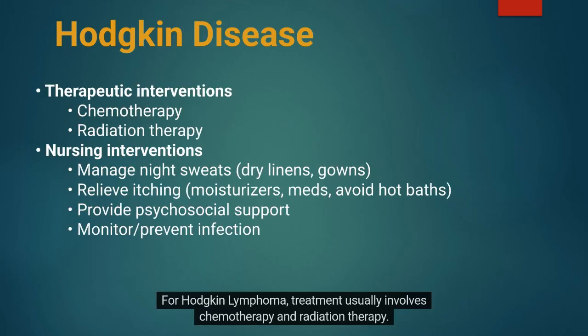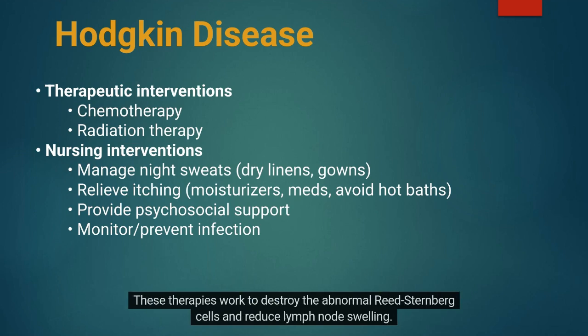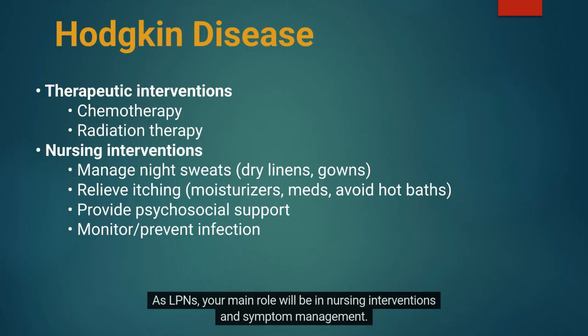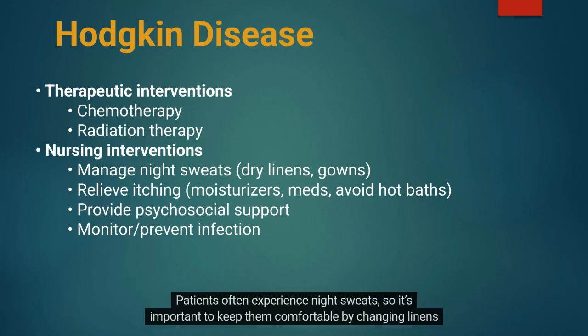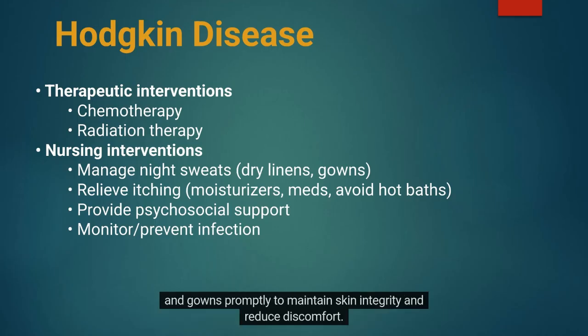For Hodgkin lymphoma, treatment usually involves chemotherapy and radiation therapy. These therapies work to destroy the abnormal Reed-Sternberg cells and reduce lymph node swelling. As LPNs, your main role will be in nursing interventions and symptom management. Patients often experience night sweats, so it's important to keep them comfortable by changing linens and gowns promptly to maintain skin integrity and reduce discomfort.